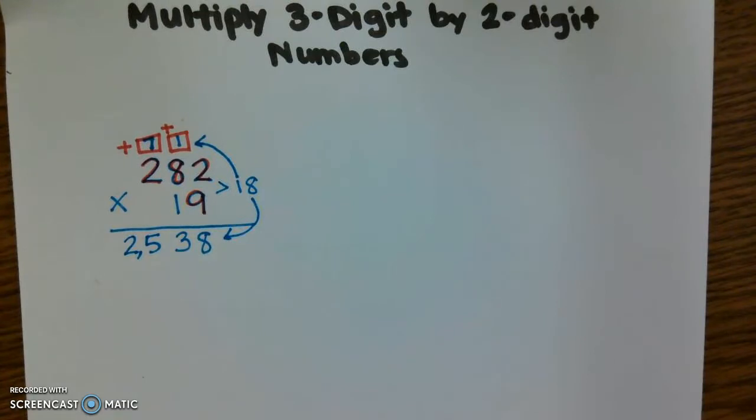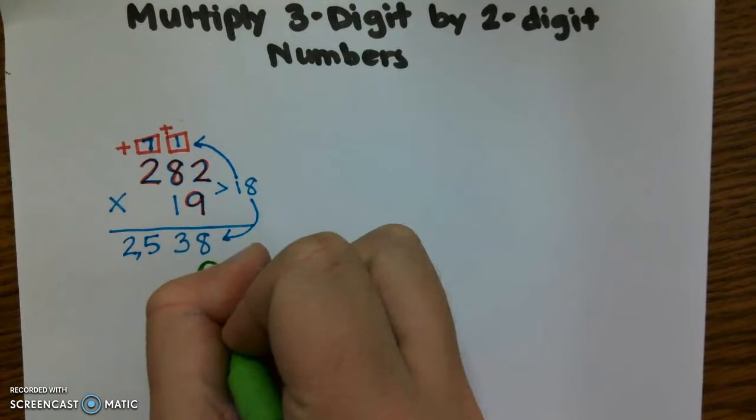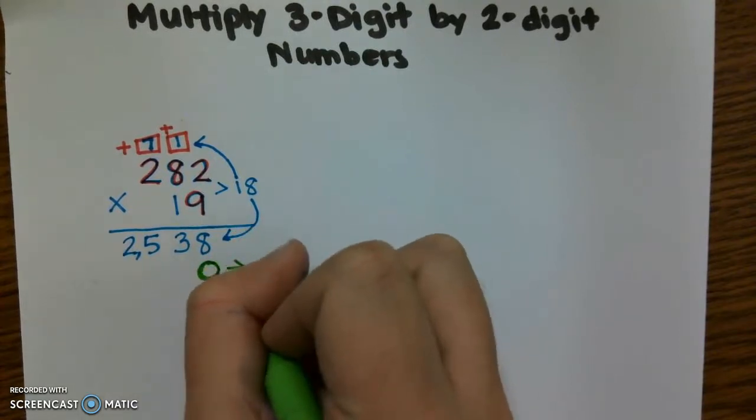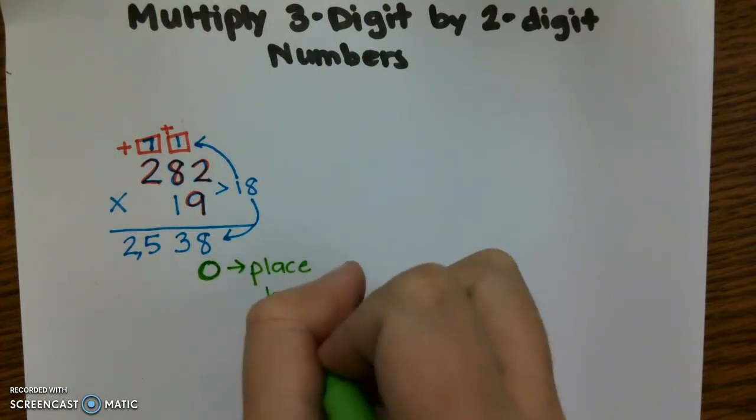Then the most important thing that I mentioned in the last video was that we must have a placeholder. Must. You cannot go without the placeholder when you multiply by your tens, because this is a placeholder, so that way you can move to your tens and multiply.